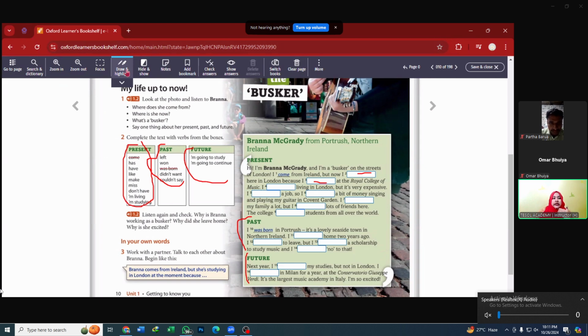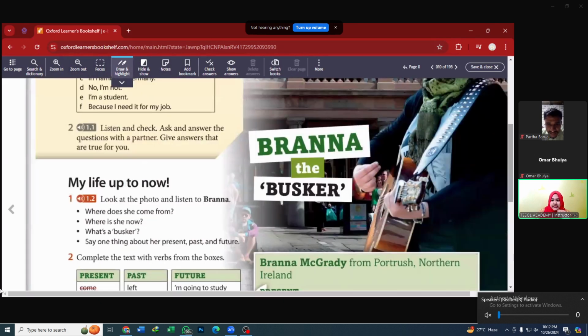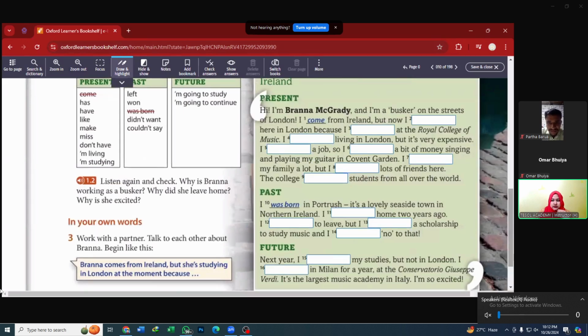Clear? So I'll give you 1 minute. You can fill it in. I'll zoom in for you if it's easier. Better?